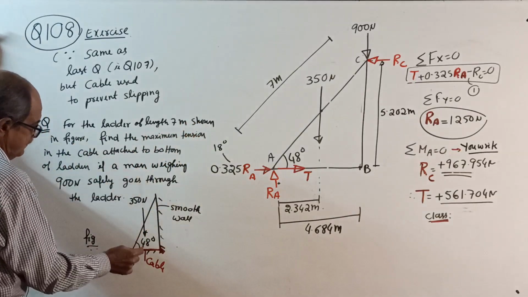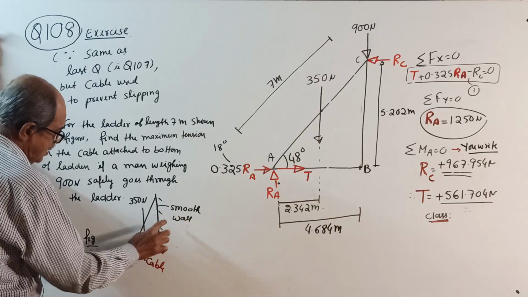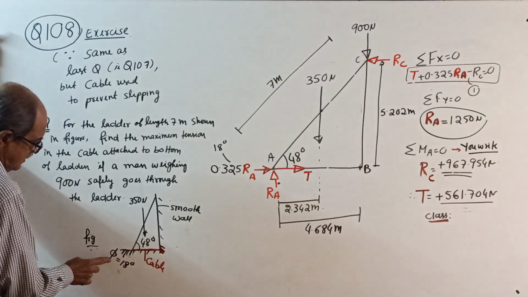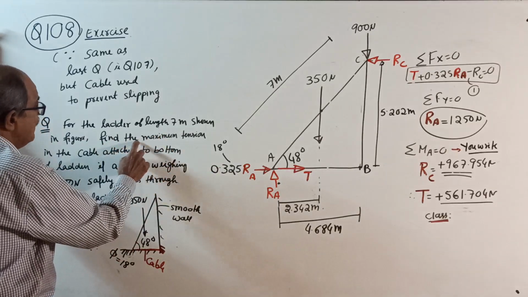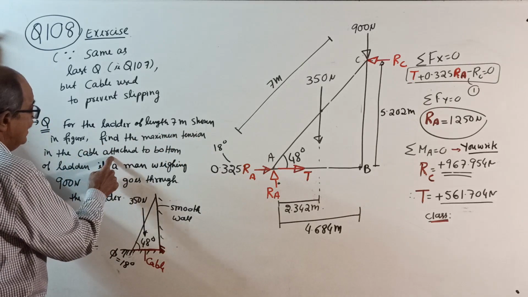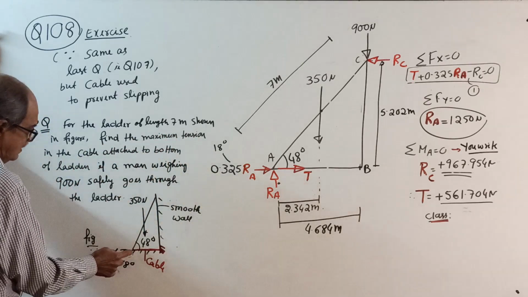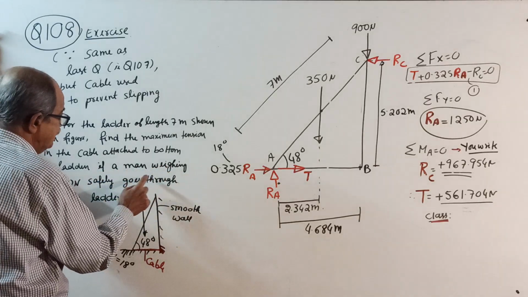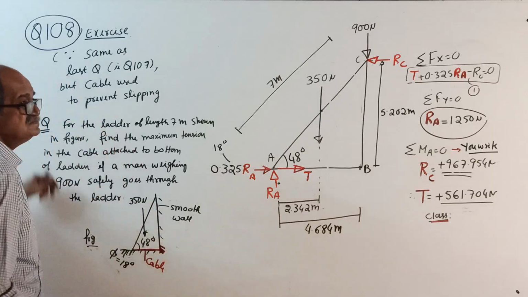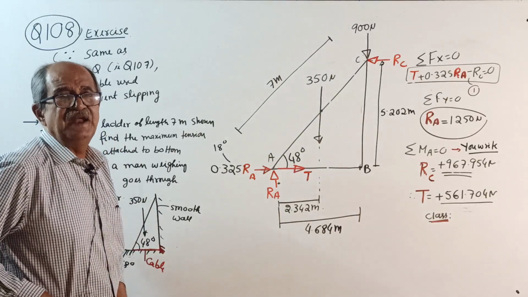Shown in the figure, this is a smooth wall, this is a rough surface, phi is 18 degrees. Find the maximum tension in the cable attached to the bottom of the ladder if a man weighing 900 Newton safely goes through the ladder. Okay, that's the question. Some statements you have to write first.